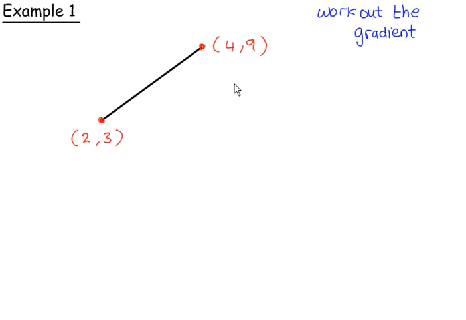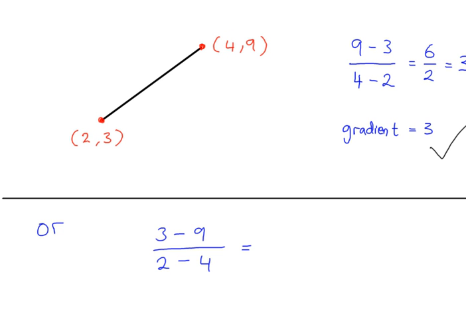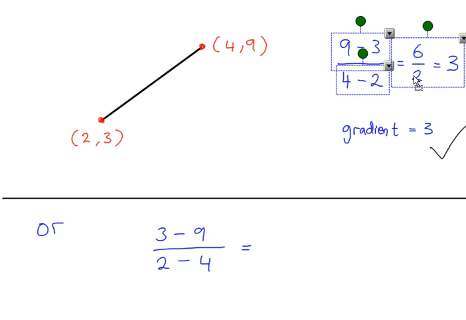Okay, let's have a look at this example. We've got this line here. These 2 points and their coordinates are given. To work out the gradient, we need the change in y. So starting with this point, 9 minus 3, divided by the change in x, 4 minus 2. So again, starting from this point, 4 minus 2, which gives a gradient of 3.